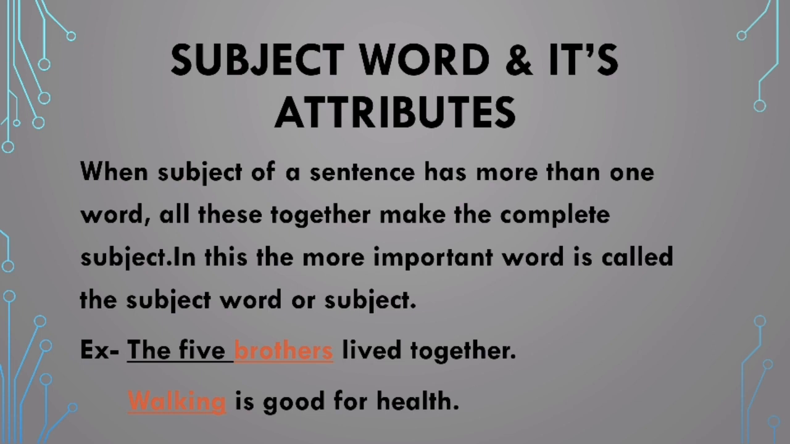Let's take an example. Like the 5 brothers lived together. So here, who lived together? The five brothers. So the subject will be the 5 brothers. But in this, brothers is the main word. Okay, so brothers will be the subject word and the 5 will be its attribute. In the next one, walking is good for health. So in this, we have only one subject word, that is walking, and that is the main subject. Okay, so the main important word is the subject word and other words are its attributes.